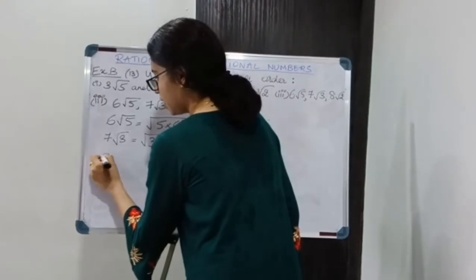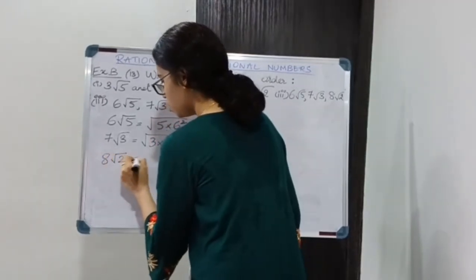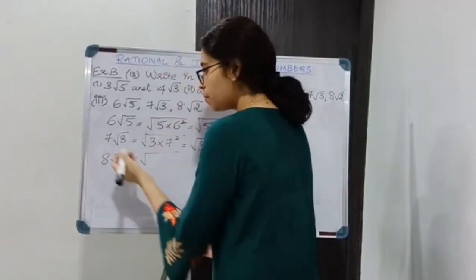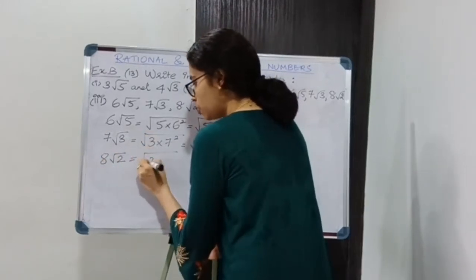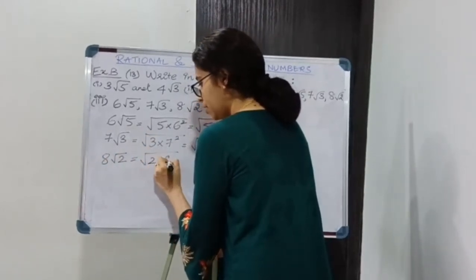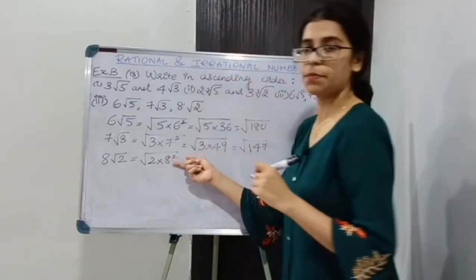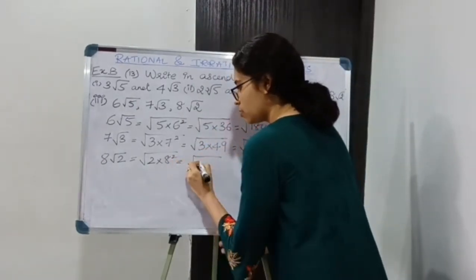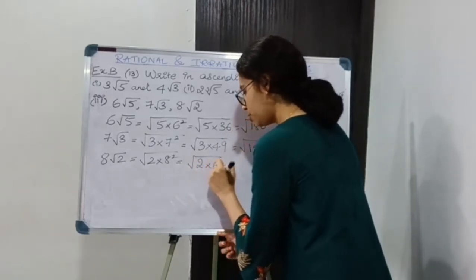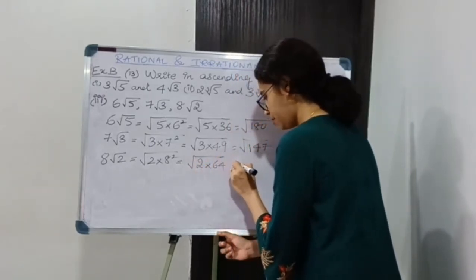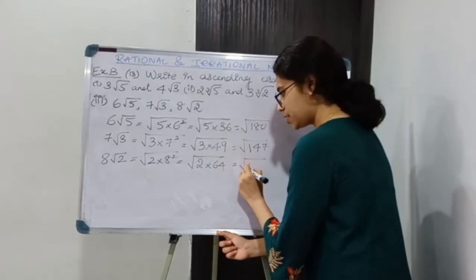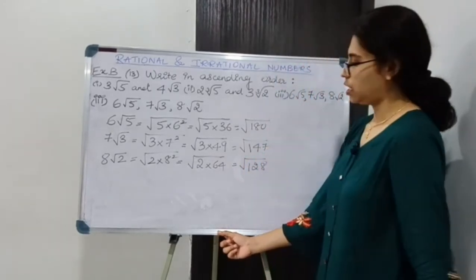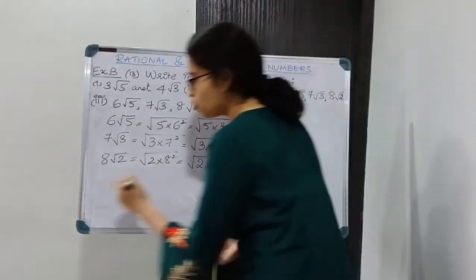Third number is 8 root 2. First step, shifting the number inside the root. So I'll get 8 square. Second step is to change its power. So I'll solve it. 2 into 64, which gives 128. Now we have to arrange the numbers.